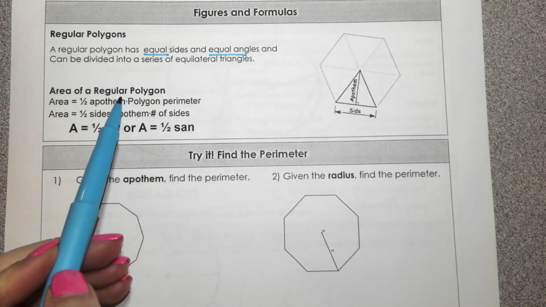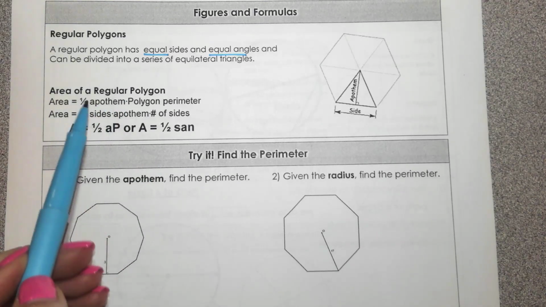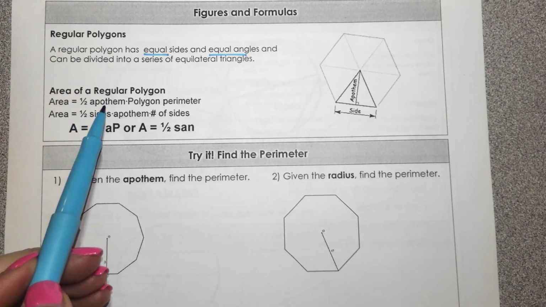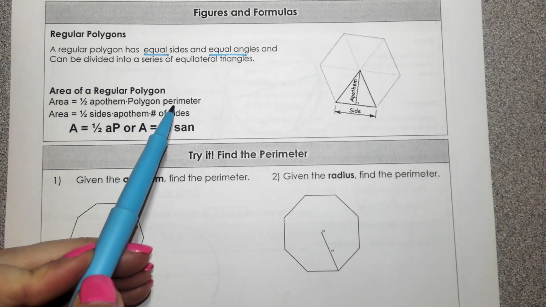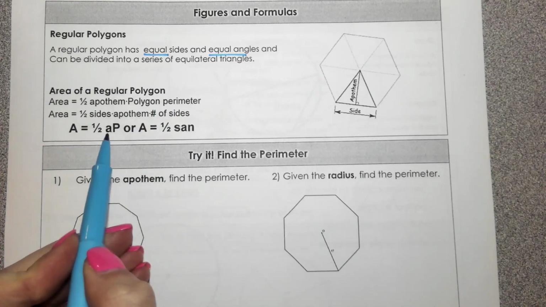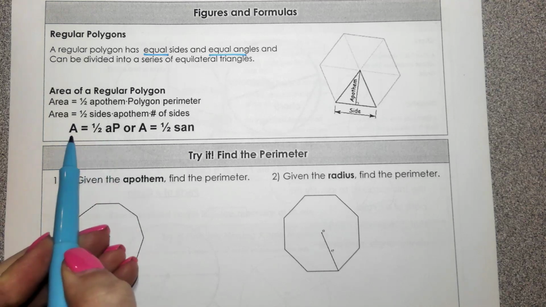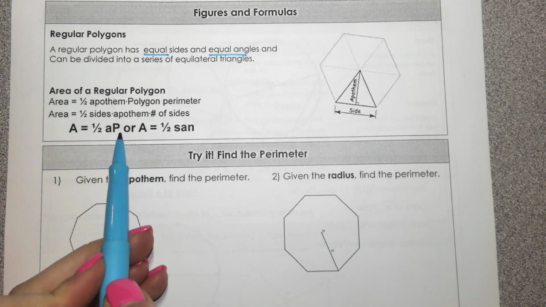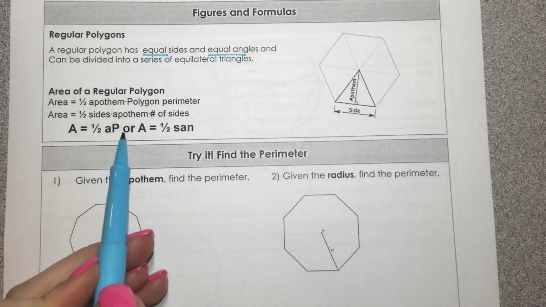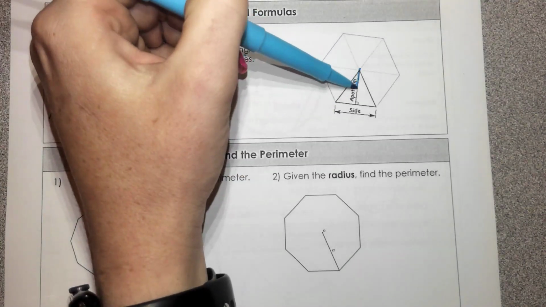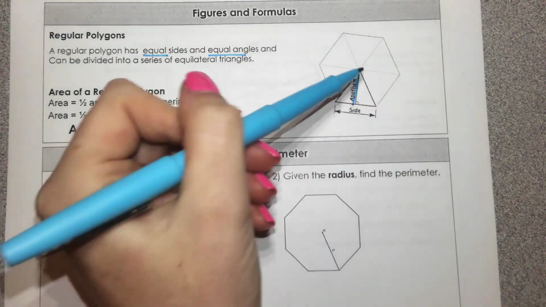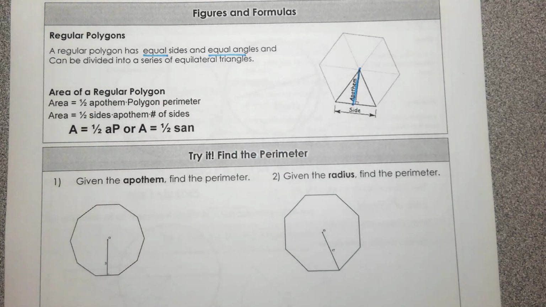The area of a regular polygon, there's two different formulas you can use to find it. You can either say 1/2 of the apothem times the perimeter, which is this one here. A is the apothem. The capital A is always area. P is the perimeter. Wait, what's an apothem? The apothem is the thing that drops from the center to the middle of the side. I thought that's the radius. The radius is from the center to a corner.